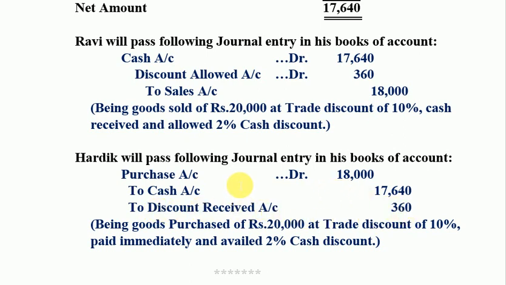As we know very well, purchase is recorded on the debit side, to cash, that is cash going out, and discount received is an income or earning for Hardik. That's why it will be recorded on the credit side according to nominal account rules. Got it? So the narration is: goods purchased of rupees 20,000 at trade discount 10% and paid immediately, availed 2% cash discount. After payment he is availing the amount of 360 as a cash discount.